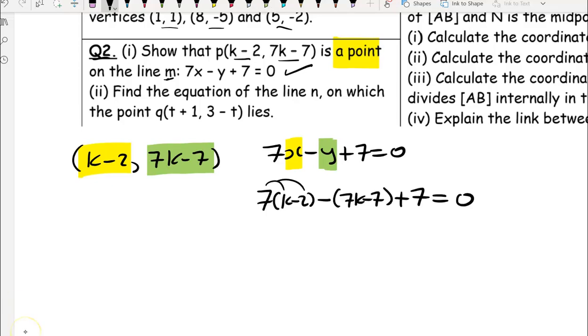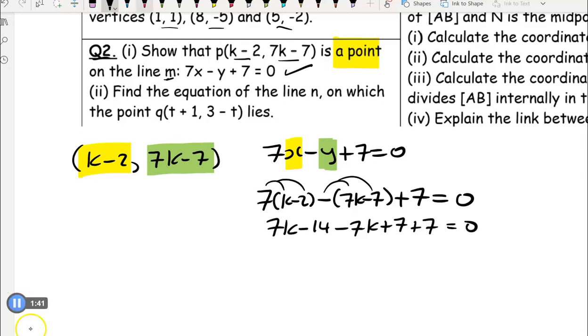Multiplying into your brackets, and be careful here of your double negative. You'll see that 7k - 7k cancels out, -14 + 7 cancels out, so I'm left with 0 equals 0, which is true. Hence, it is on the line.